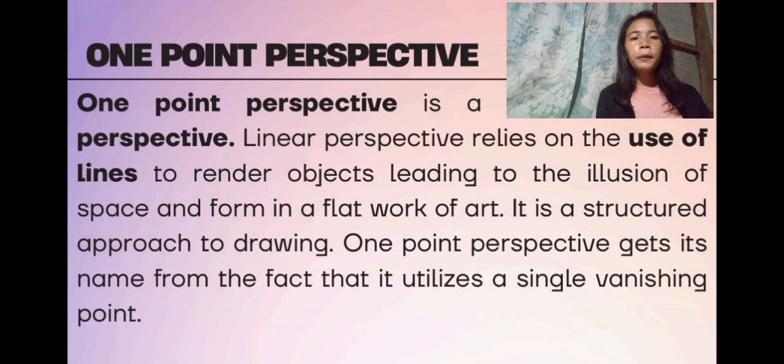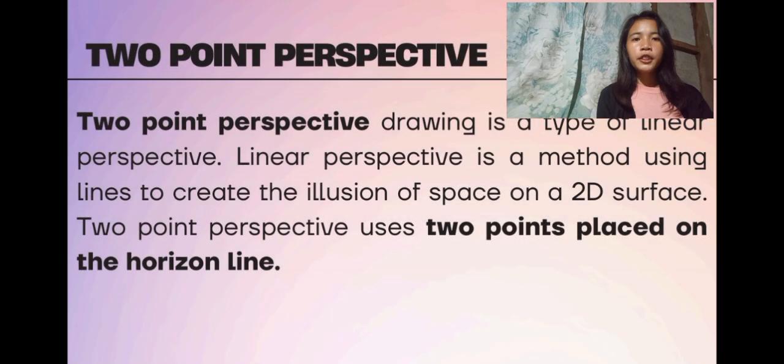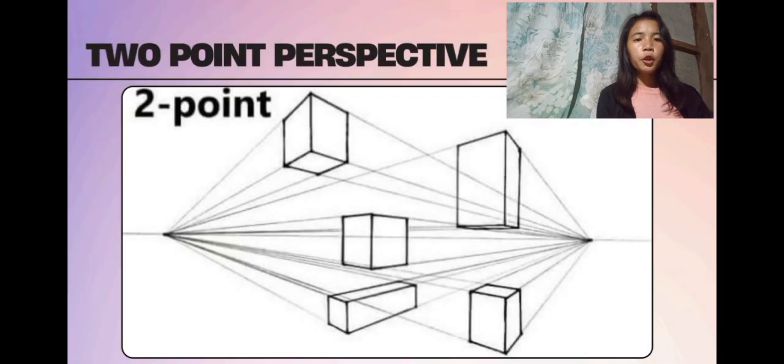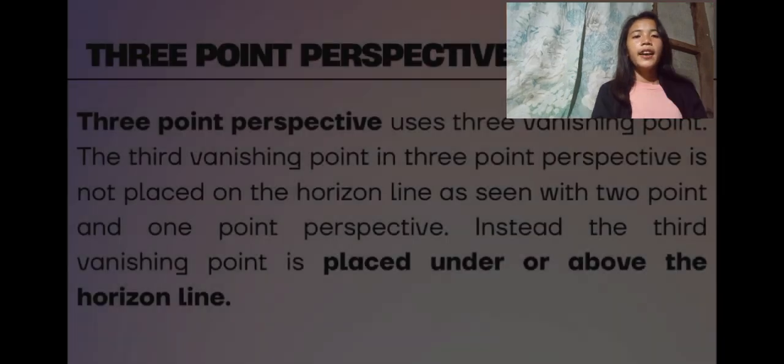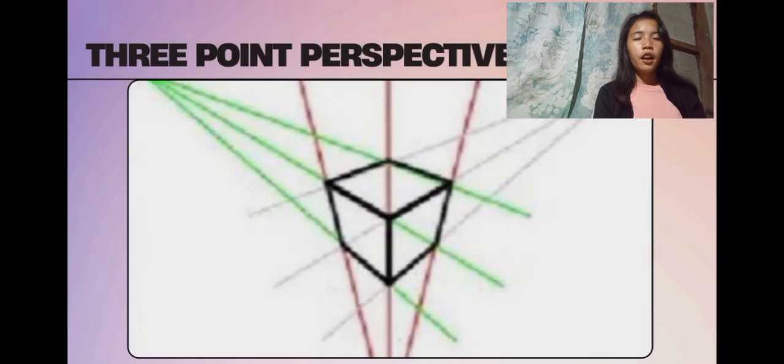So let's begin with the 1-point perspective. So 1-point perspective uses a single vanishing point and is ideal for hallways or roads. So for the 2-point perspective, it uses two vanishing points on the horizon line and is great for drawing buildings or boxes. And of course, we have also the 3-point perspective, which adds a third vanishing point above or below the horizon line, often used for tall structures that you view from very high up or far below.